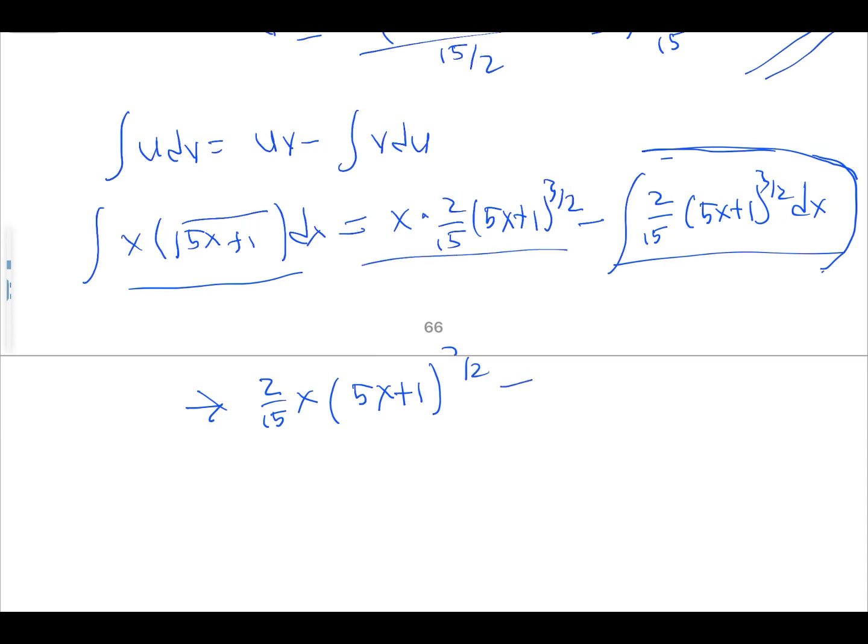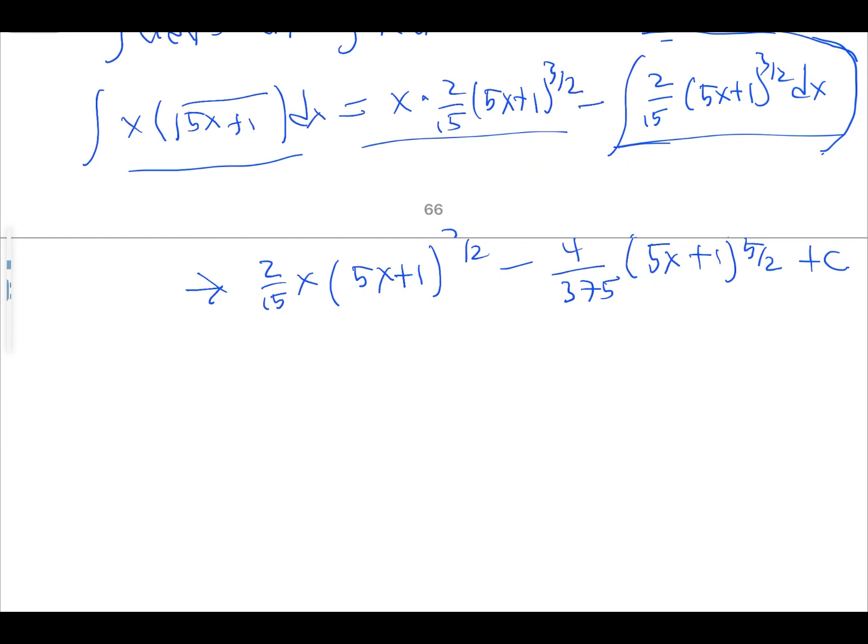This is the term here, right, minus now the integral of this. Either using the substitution or the shortcut, you are going to get 4 over 375 into bracket 5x plus 1 all power 5 on 2, and then don't forget that it's indefinite integral, so plus c. So since you have been able to solve this question, I hope that you now understand how you will be able to apply the integration by parts.